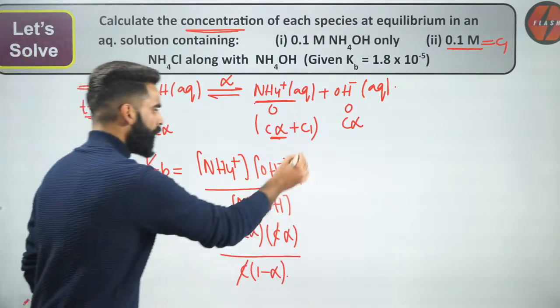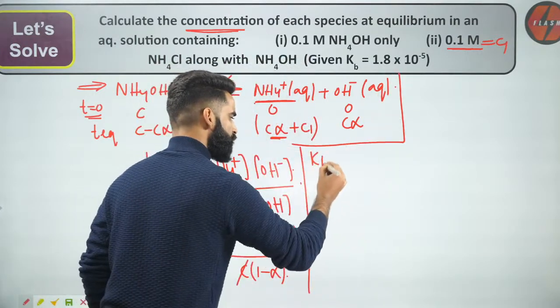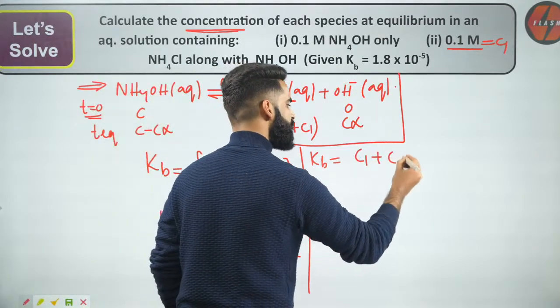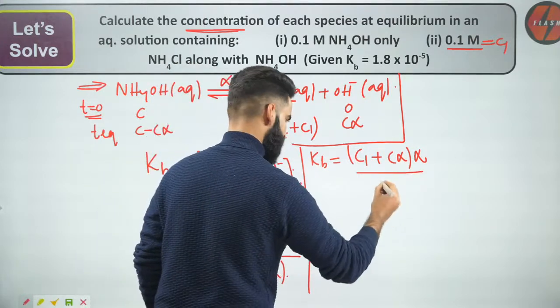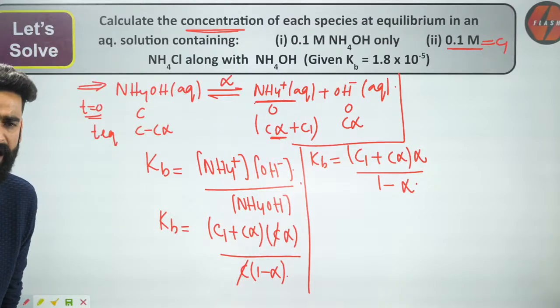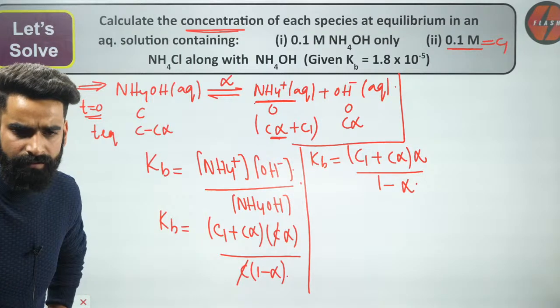Okay, so people, what I got right here is something like this. I got KB equal to C1 plus C alpha, multiplied by alpha, divided by 1 minus alpha. This is what I got. Now guys, should I be neglecting alpha right here or not?